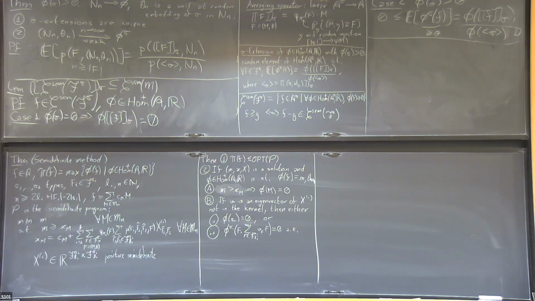And what the semi-definite method is going to do is, given some parameters, it is going to produce a semi-definite program whose solutions provide upper bounds for this. So they deal with the upper bound for this, right?